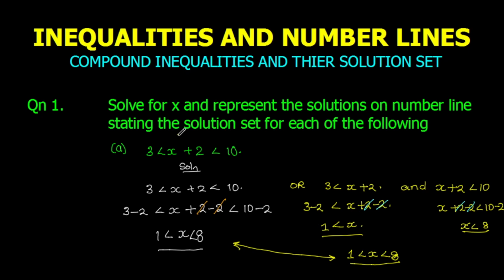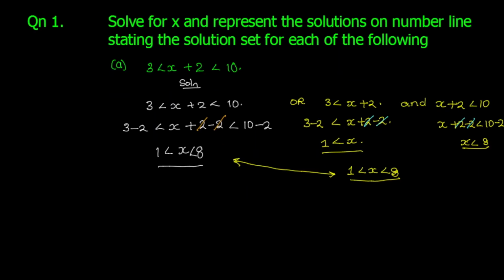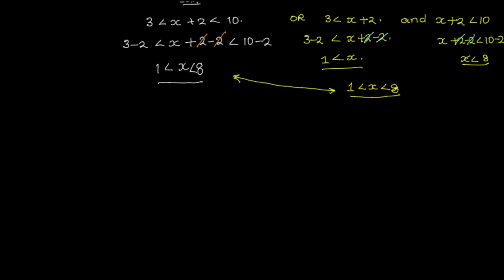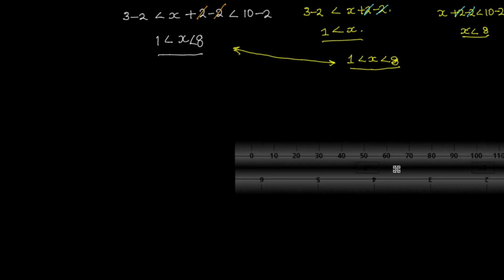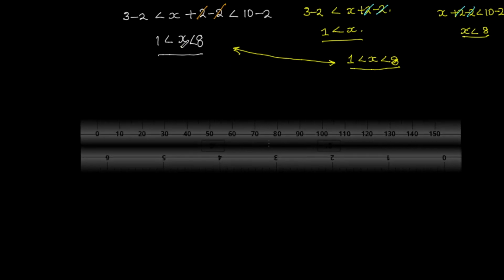Now, since the question is saying we need to draw a number line and state the solution for each of these, we're just using two different approaches. Let's go ahead and draw a number line. So when you look at this solution, from either of these methods, you realize that we have 1 is less than x is less than 8. These are the numbers at the extreme end of our solution. So how do we approach this?